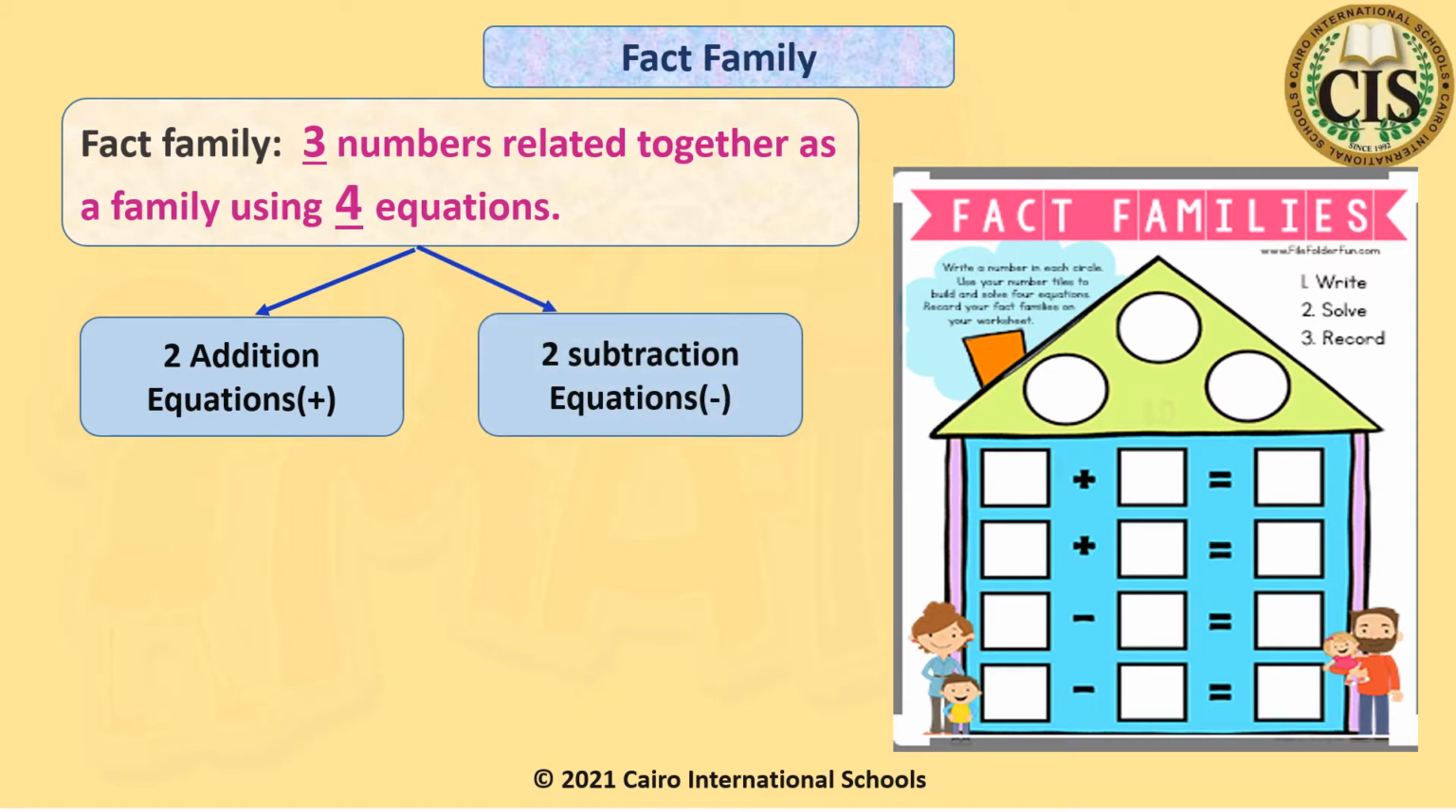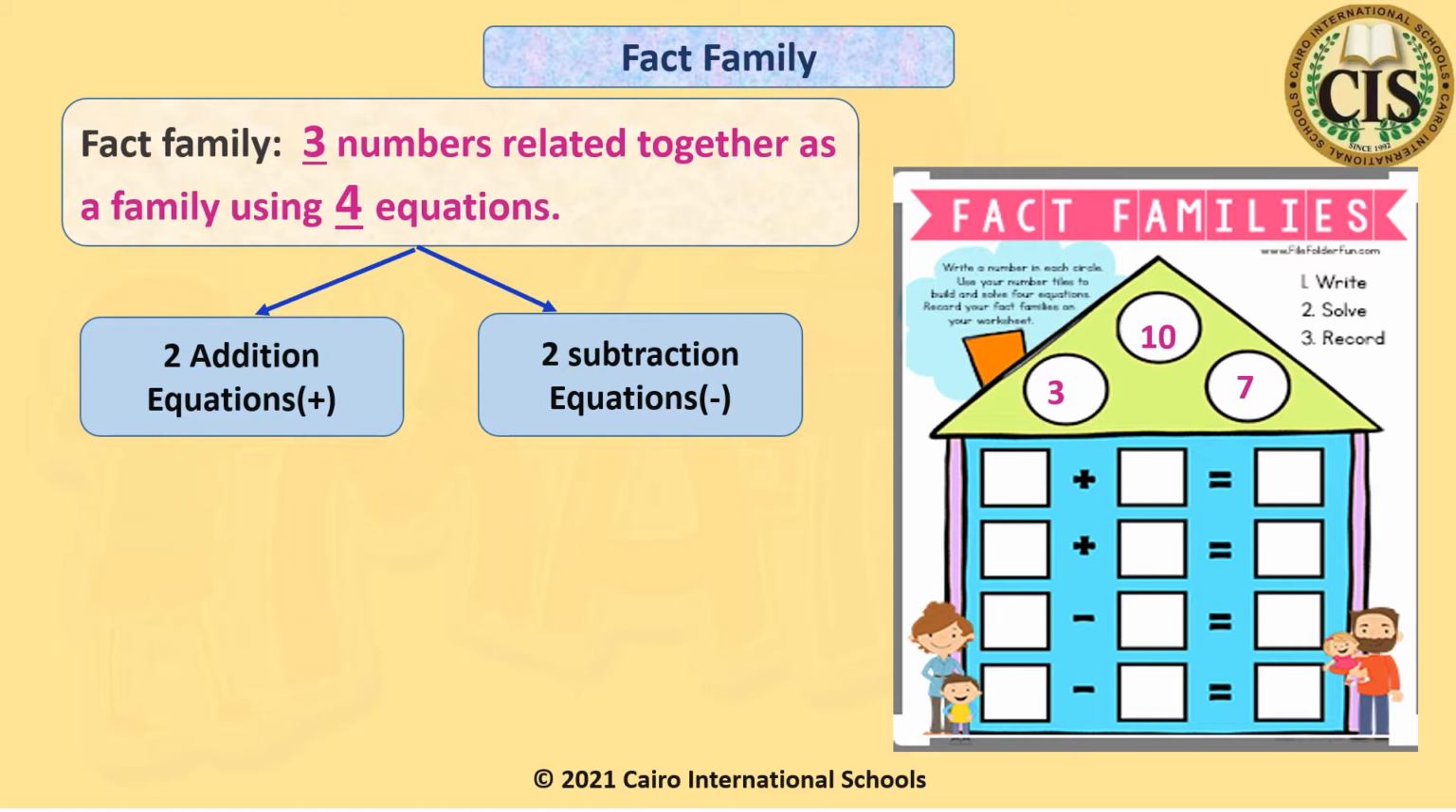Here we can look carefully at these three numbers, which are 3, 7, and 10. We will find that 10 is the biggest number. It is the daddy number. Also, it is a result of addition of 3 plus 7. Now, we can complete this fact family.